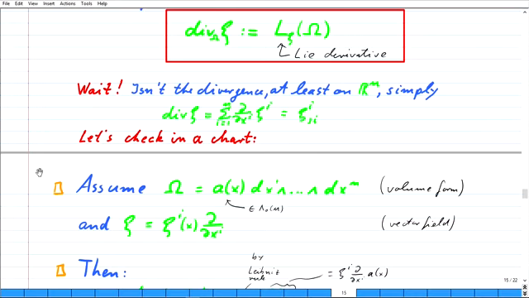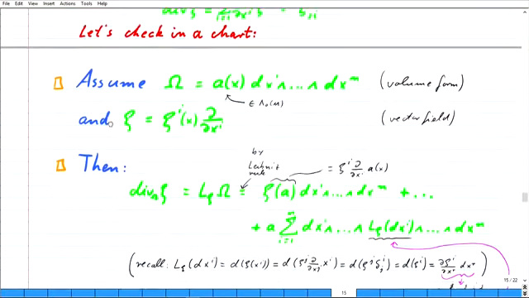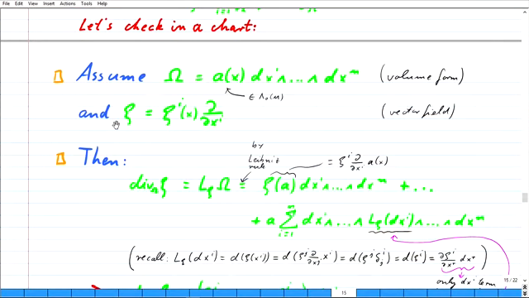And let's say that our vector field is expanded in this way. We choose the canonical basis in the tangent space. These are coordinate functions, and these are the basis vectors. Then what do we get from this formula up here? That the divergence of the vector field is the Lie derivative of omega in the direction of psi. Well, by definition, the divergence of the vector field is the Lie derivative of the volume form in the direction of psi.